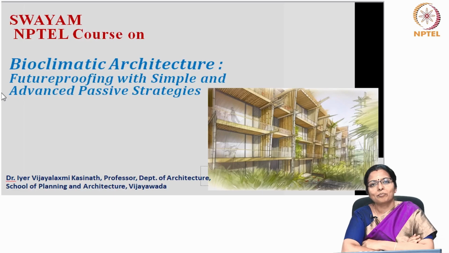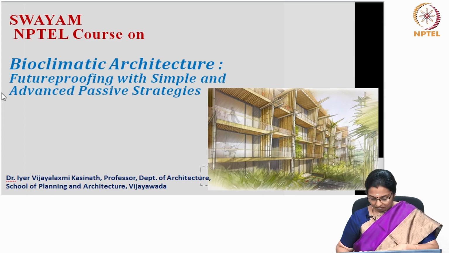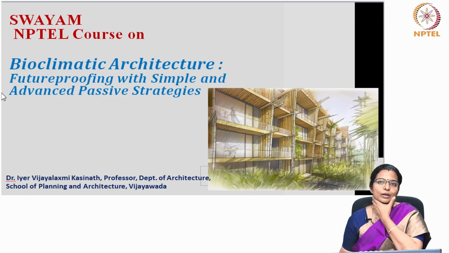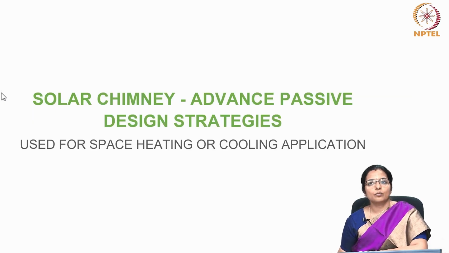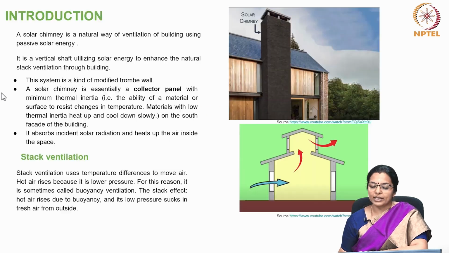Hello everybody. In the last class, we saw an advanced passive strategy, which is earth berming, earth sheltering of buildings. Today's class, we will see another advanced passive strategy as part of this course, Bioclimatic Architecture, Future-Proofing with Simple and Advanced Passive Strategies. In this class, we will see about solar chimney as an advanced passive design strategy. This is used for space heating and cooling application.